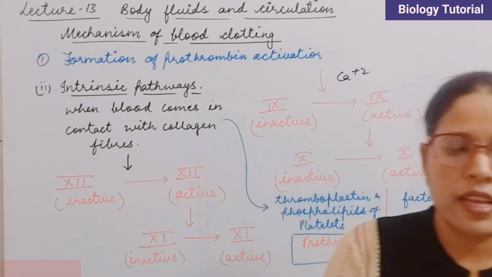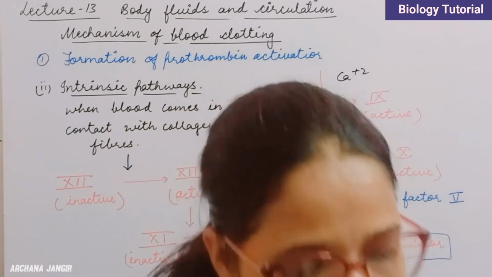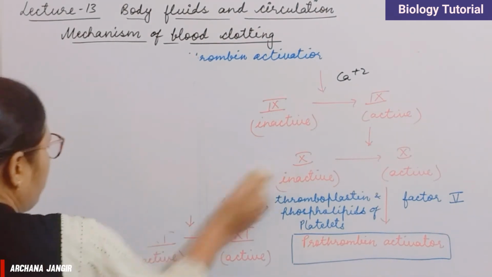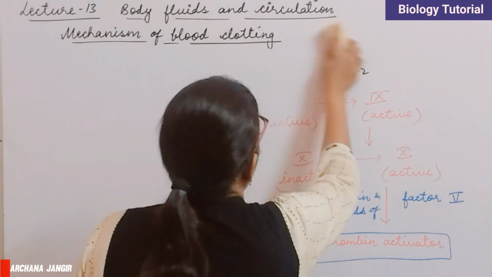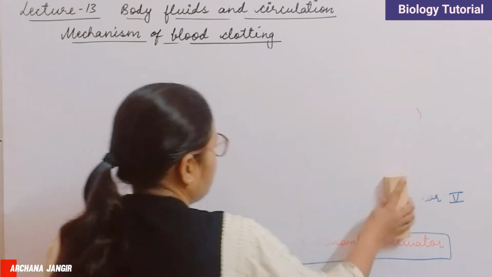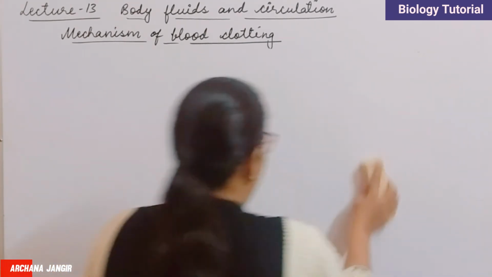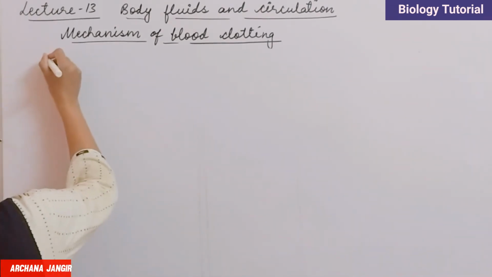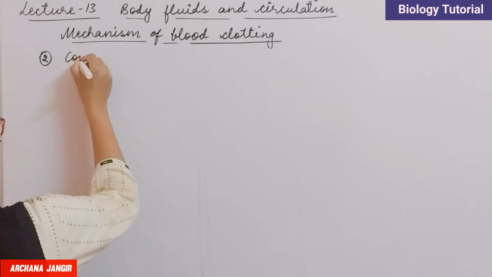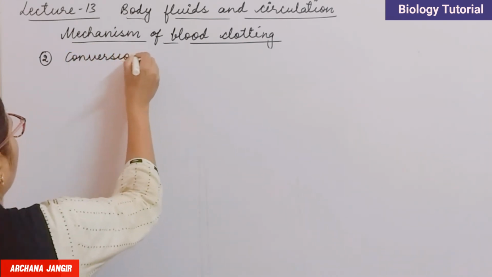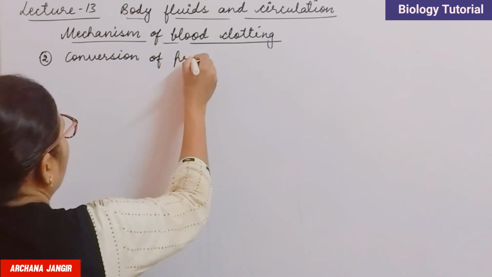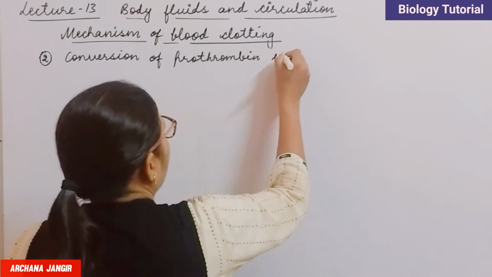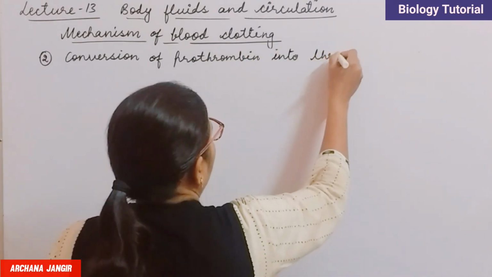Here the first step is getting completed. The second step is conversion of prothrombin into thrombin. Only the formation of prothrombin activator is a multi-step process and the rest of the processes are simple ones. So the next process, which is the second process, is conversion of prothrombin, which is the inactivated form, into active thrombin.